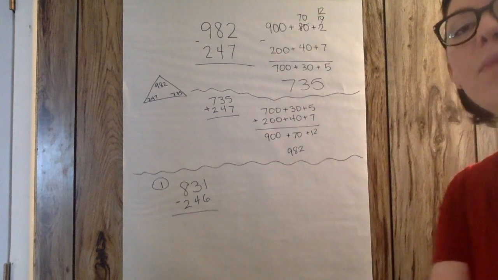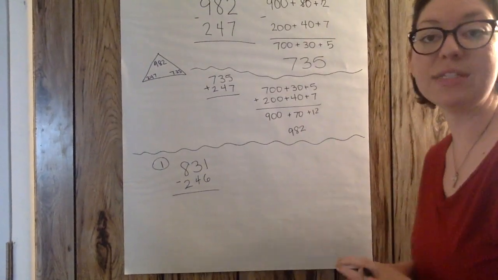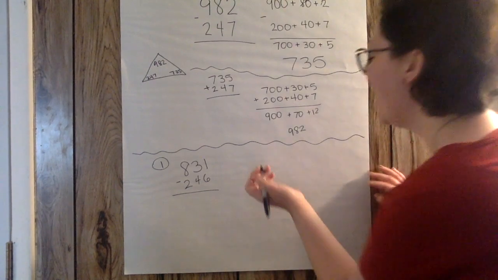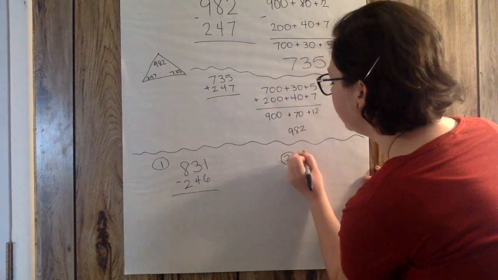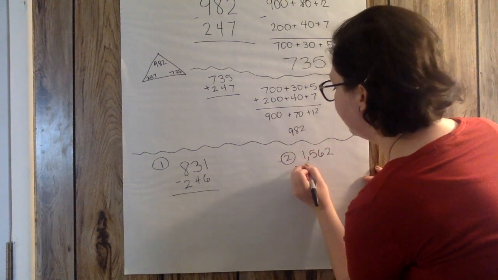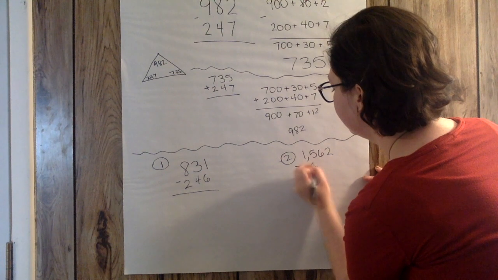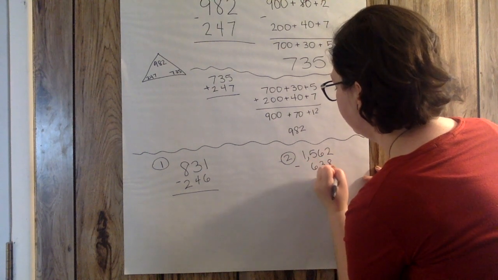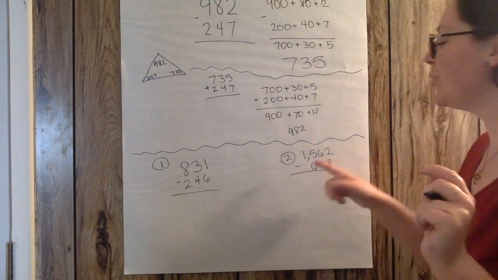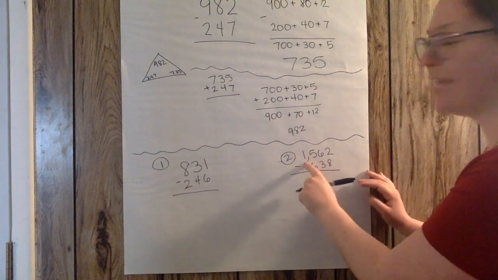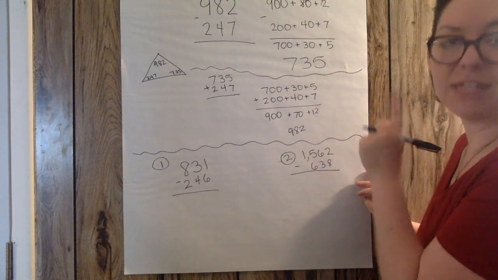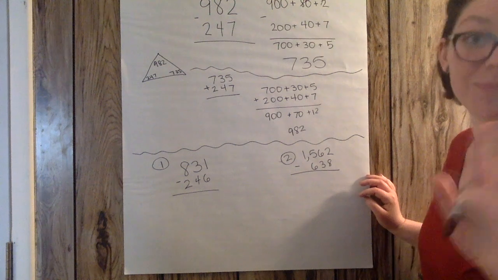So you're going to work that one out on your own for practice, and you can take a picture of your work and send it to your teacher via email. And then your second one is going to be 1,562 minus 638. You can do it. I know you can. So it'll be the same process, but you'll just have an extra place value to look at. Your first column will be 1,000 plus 500 plus 60 plus 2. That'll be what it looks like.